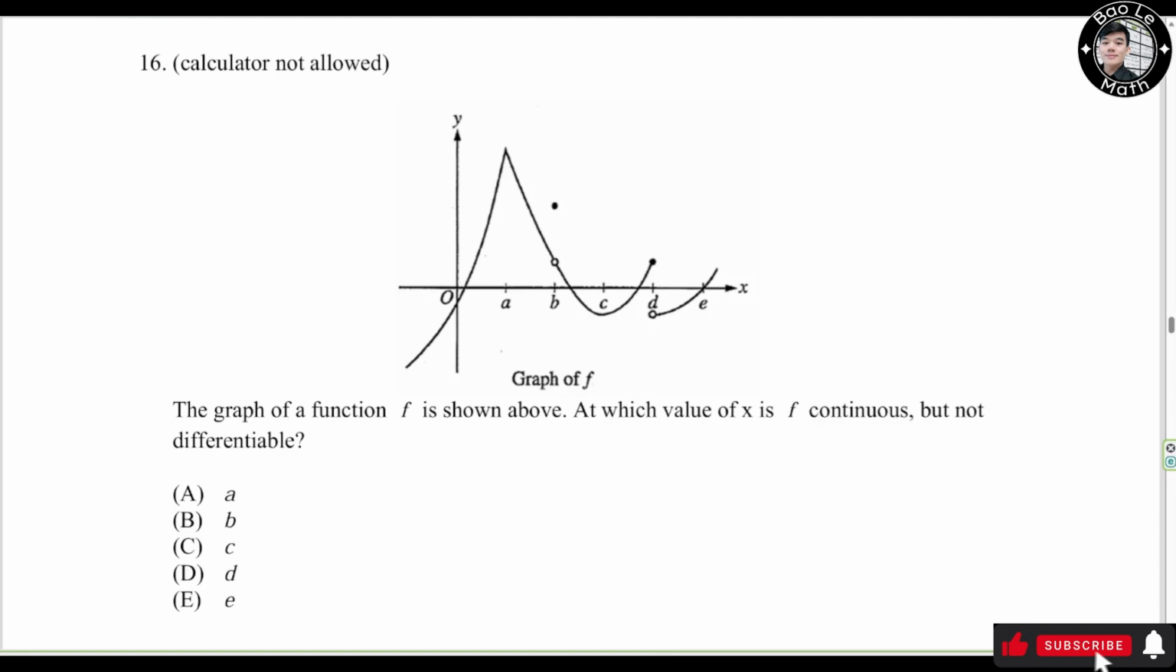Now, number 16. The graph of the function f is shown above. At which value of s is the function f of s continuous but not differentiable? So the function is continuous but not differentiable. Look at this one, the sharp turn right here. Whenever we see a sharp turn, the function is not differentiable, right? But the function is continuous at a. So the answer must be a right here.